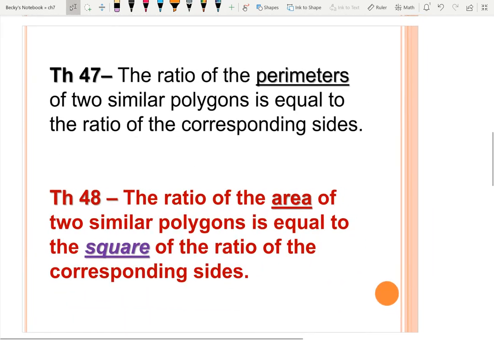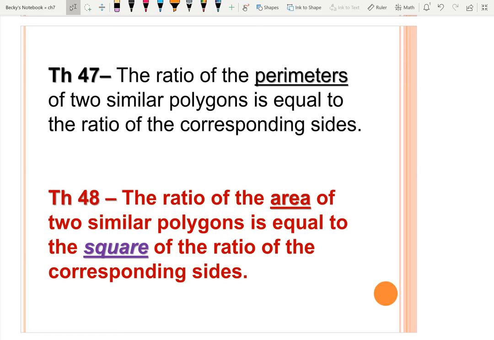So here's the two theorems of the day, and they're the last two of the chapter, but people always mess them up. Okay, I'm just warning you. The ratio of the perimeters of two similar polygons is equal to the ratio of the corresponding sides. So what this is saying is you can just use the perimeter like you do a side length, or the altitude. You just do it like normal, okay? And we will practice that.